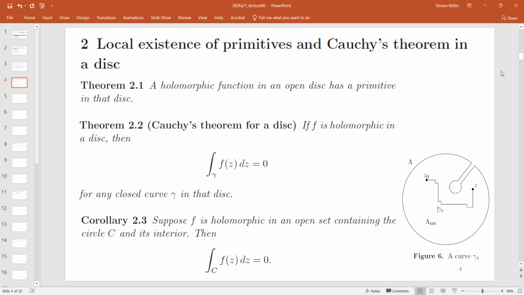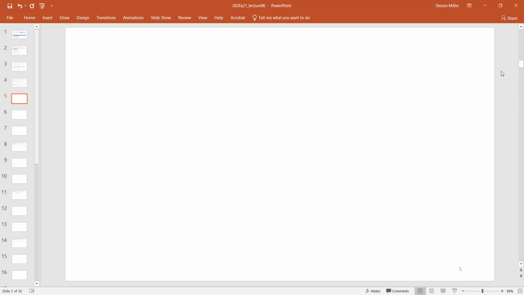So then the book says, if we have a holomorphic function on an open set containing a circle C and its interior, then the integral of f over C is 0. And this is because we have the primitive, and we have this beautiful result that if you have a function that has a primitive, then its integral along a closed curve is 0. So long as it's holomorphic in the entire space, maybe a little bit more than the boundary, and definitely the interior. So the question is, why is the interior so important?